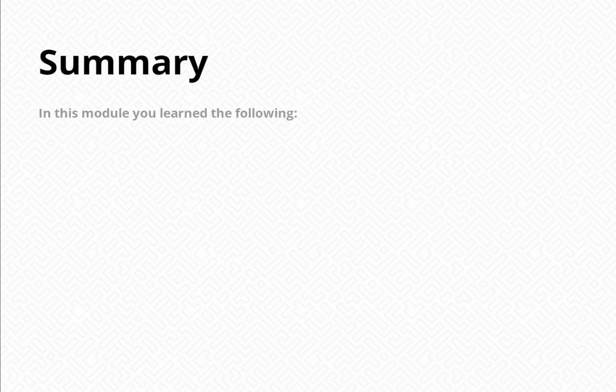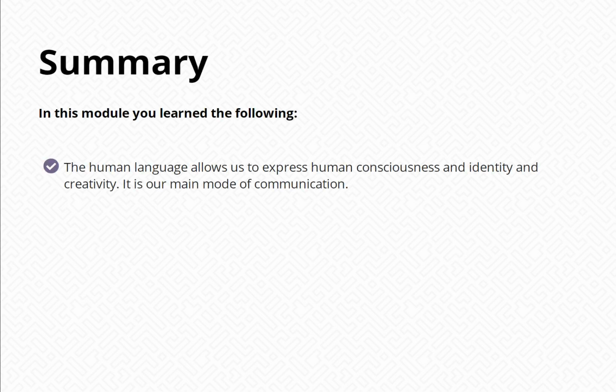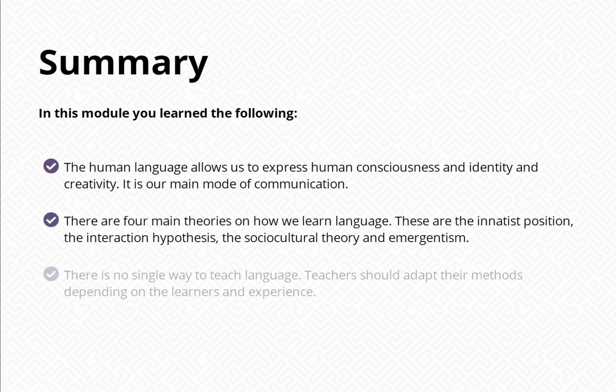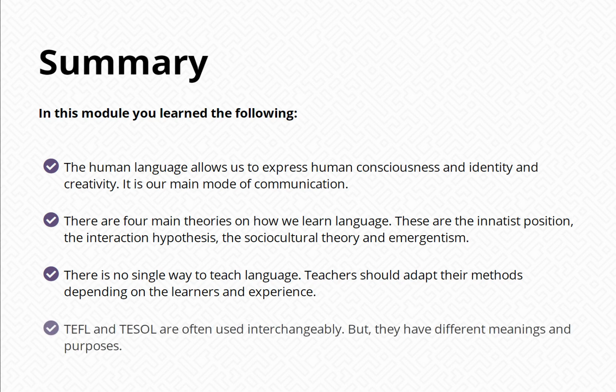Summary. In this module you learn the following. The human language allows us to express human consciousness and identity and creativity. It is our main mode of communication. There are 4 main theories on how we learn language. These are the innatist position, the interaction hypothesis, the sociocultural theory and emergentism.